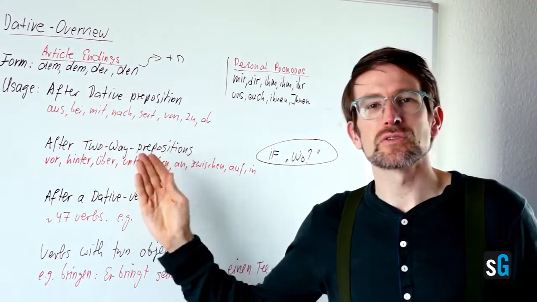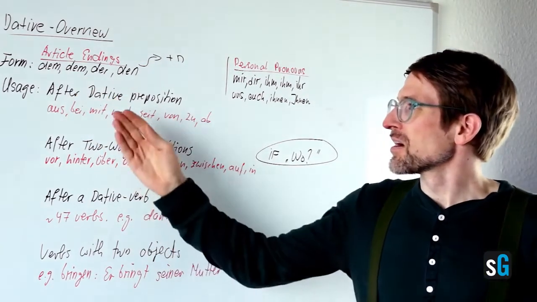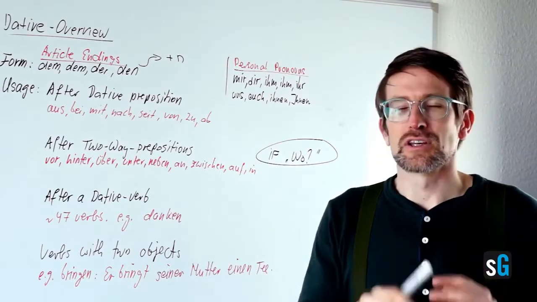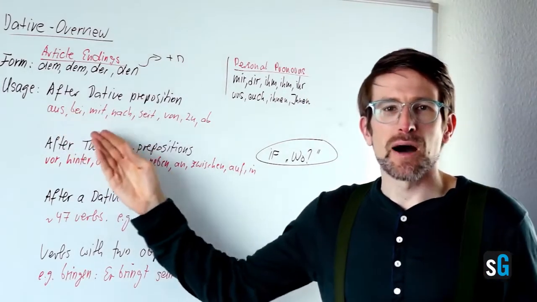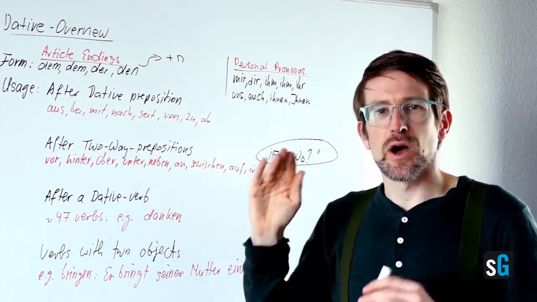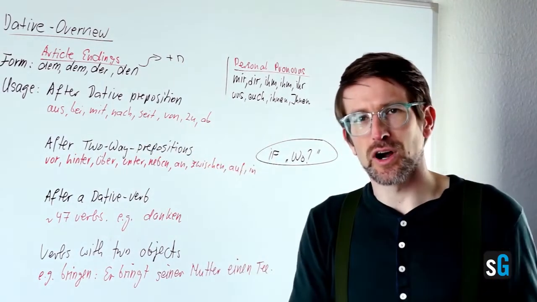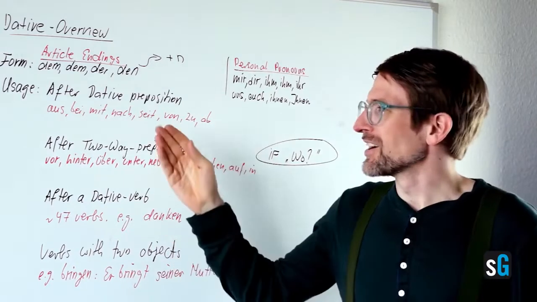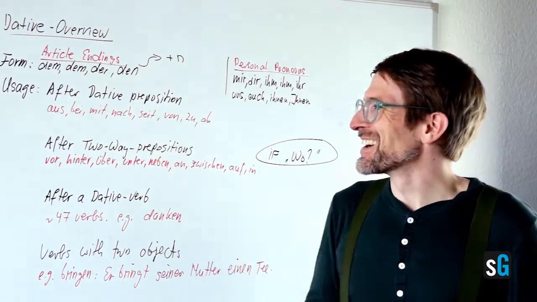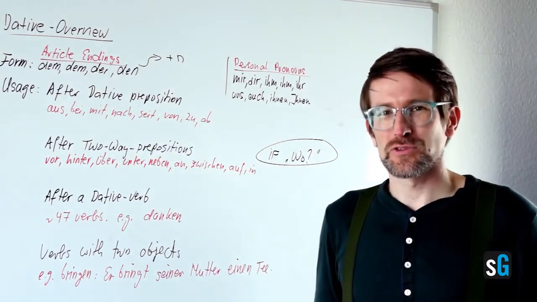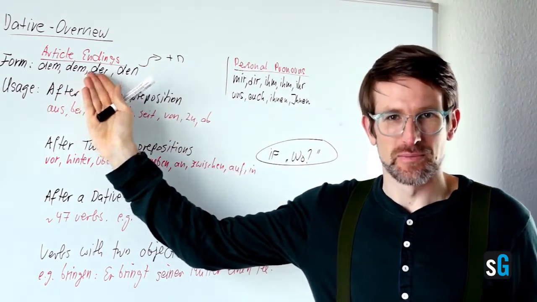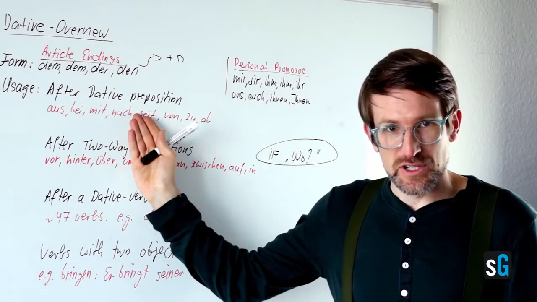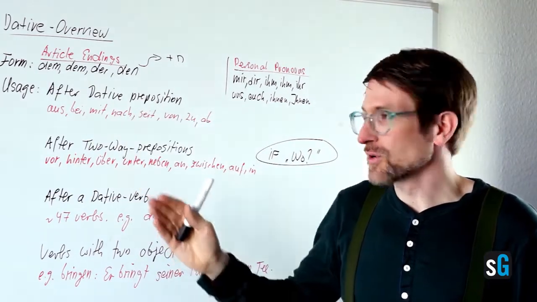Let's take a look at when to use the dative. First of all, after a dative preposition. This is the clearest case ever. Whenever you hear aus, bei, mit, nach, seit, von, zu, ab, and later on to more, außer, gegenüber, then you know that you have to say one of these words or one of these endings if necessary. You learn these in a special video, so let's not talk too long about this.